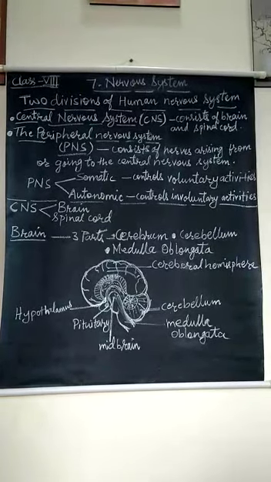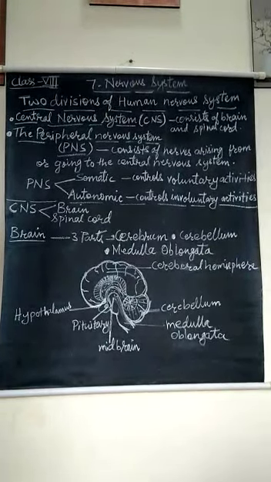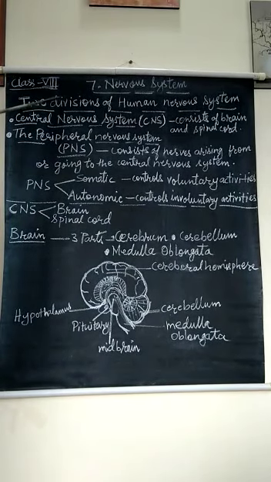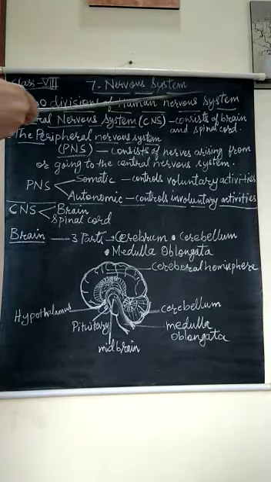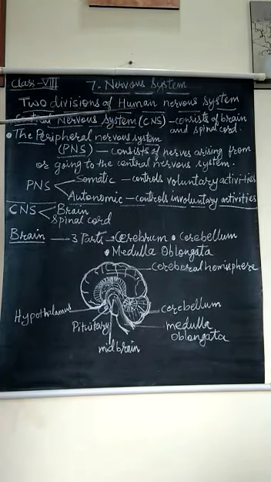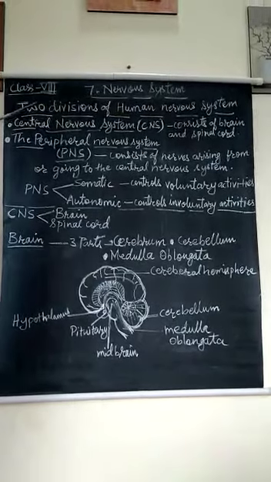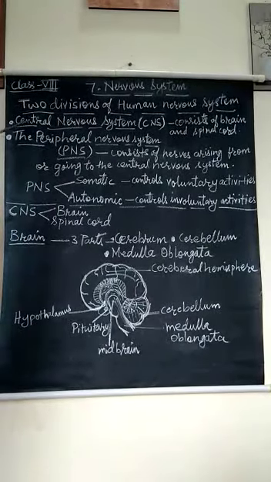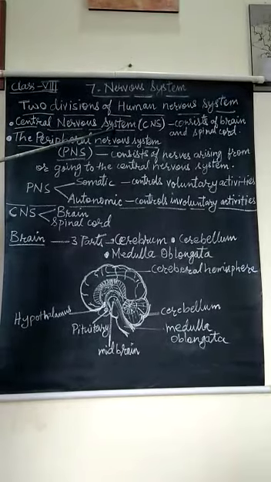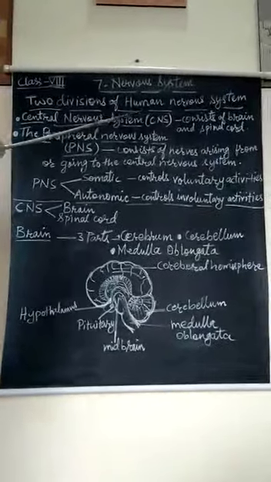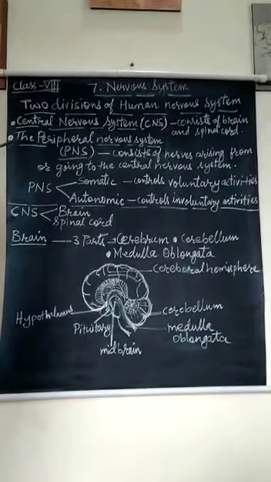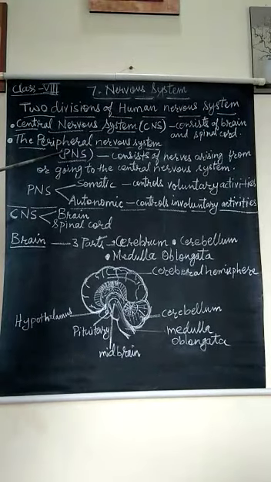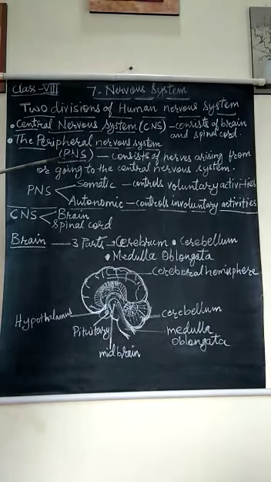Hello students, in today's class you will learn about the divisions of human nervous system. Human nervous system has two divisions. The first one, central nervous system, it is also called as CNS, and the second one, the peripheral nervous system, that is PNS.